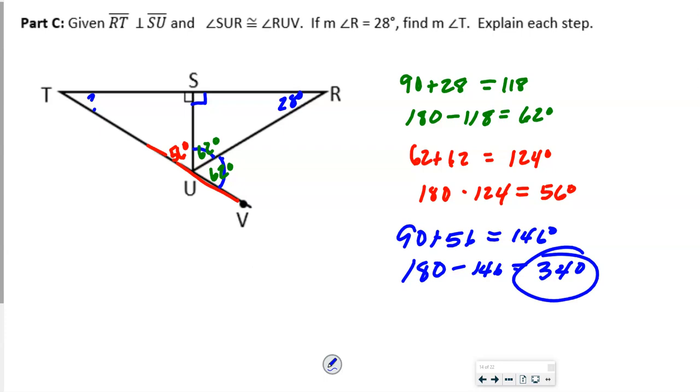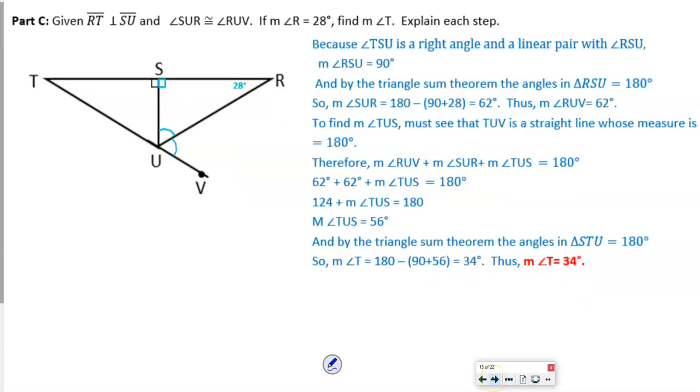The Triangle Sum Theorem, the fact that angles added together in a line have to be 180, and all that good stuff. So there's a full explanation of everything I did and why I did it. Okay? And that's also on the key.